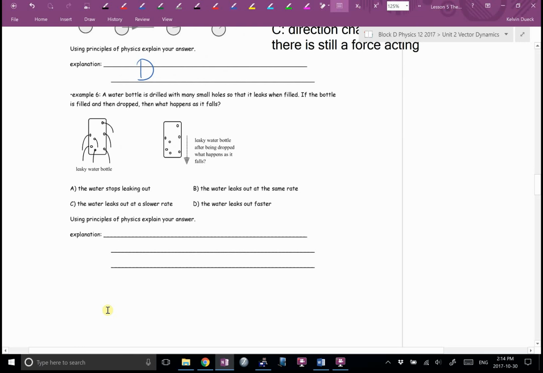Suppose we take a water bottle and we drill it full of many small holes so that it leaks when it's filled up. If the bottle is filled up and then dropped, what happens as it falls? A, the water stops leaking out. B, the water leaks out at the same rate. C, the water leaks out at a slower rate. Or D, the water leaks out faster.